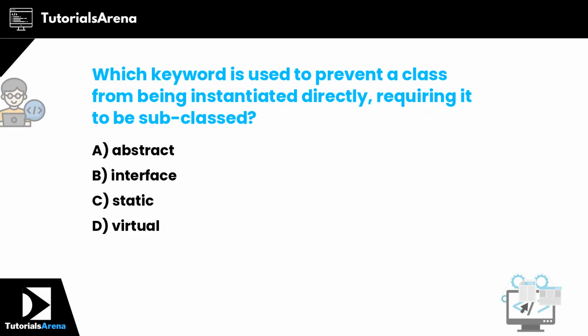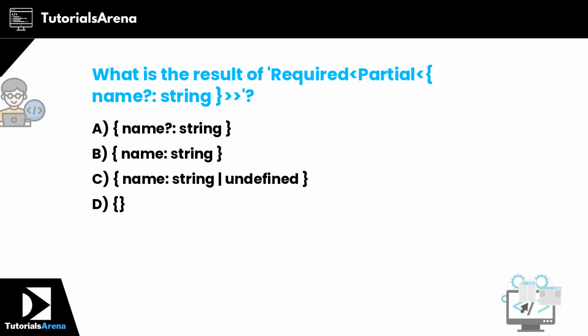Which keyword is used to prevent a class from being instantiated directly, requiring it to be subclassed? The correct answer is option A, abstract. What is the result of Required<Partial<{name: string}>>? The correct answer is option B, {name: string}.